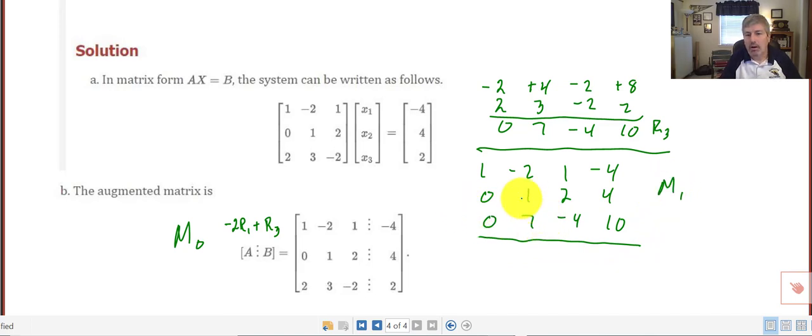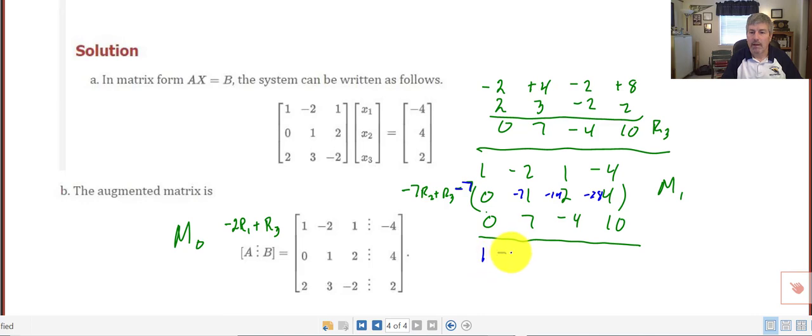Now I'm going to go to work. Again, I'm going to keep working on row 3 here. I'd love to get this 7 to become 1. So now I'm going to multiply row 2 by -7 and add it to row 3. So -7 times this particular row: this becomes -7, this becomes -14, this becomes -28. We add these together.